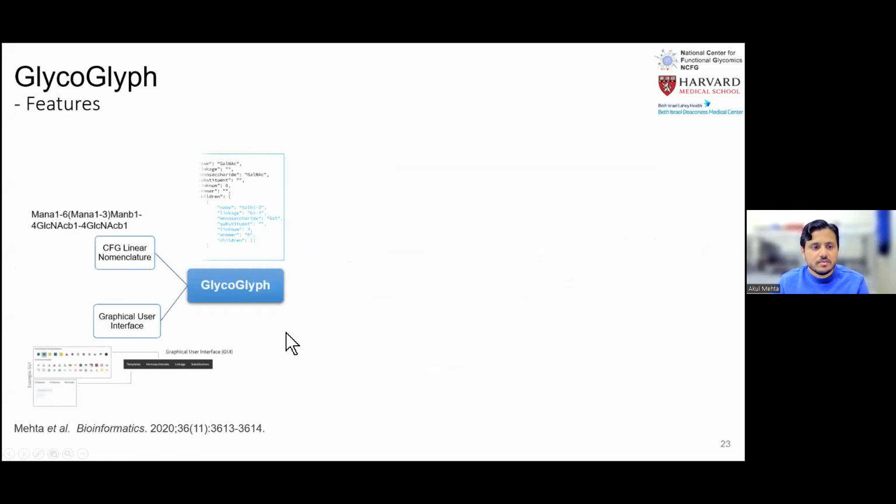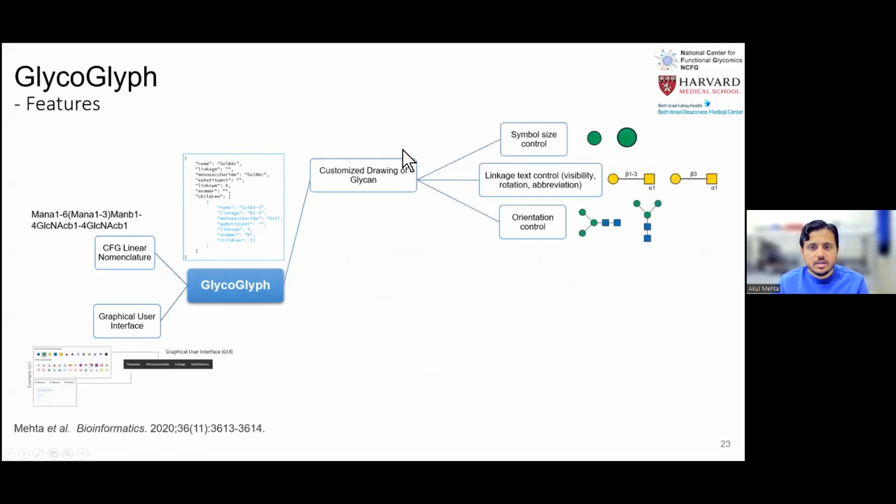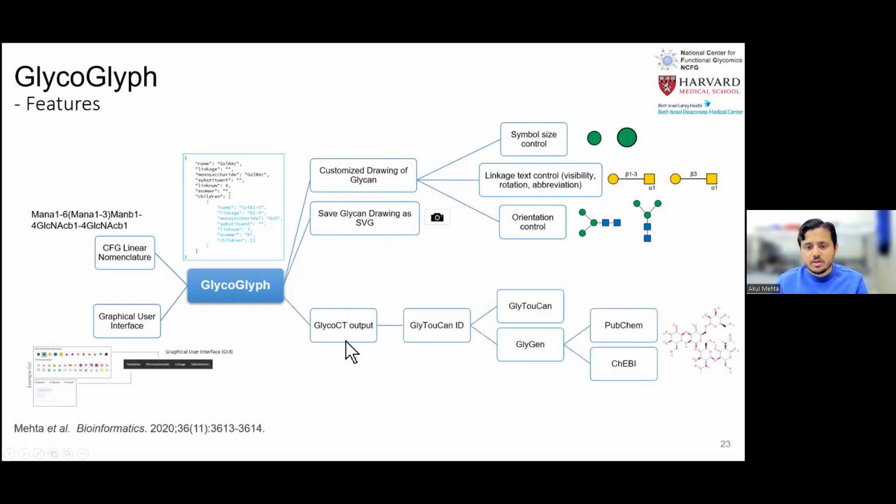The features of Glycoglyph are it allows you to enter the names in either the CFG linear nomenclature, or you can use the graphical user interface to input the structure. In the background, Glycoglyph converts this into a JSON structure, and then it draws the structure where you can customize the drawing method which is used, including the symbol size, the linkage, and the orientation. You can save the structures as SVG files. And you can also get the GlycoCT, which is the more machine readable format, which can then be used in other databases like Glycan, Glycan, and others.